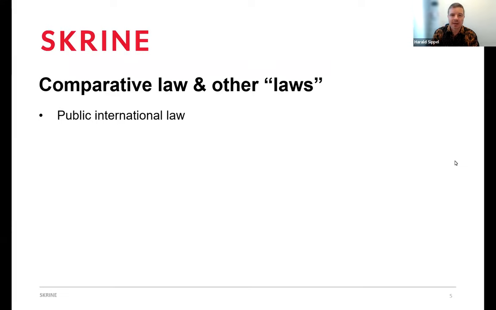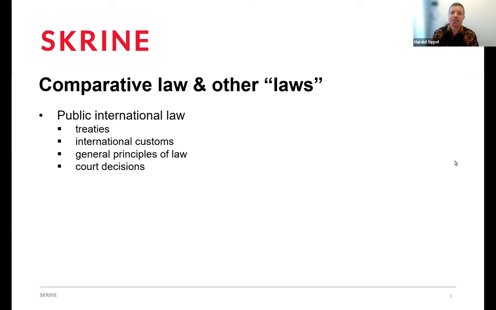This is what I mean by international organizations. So the sources of public international law, or at least some of them, to make sure we're all on the same page, are treaties, international customs, general principles of law, and court decisions by international courts, like the International Criminal Court, for instance. It's also decisions by arbitral institutions dealing with public international law. I'm just thinking of an example now where there was a well-known decision by an arbitral tribunal in the field of public international law.